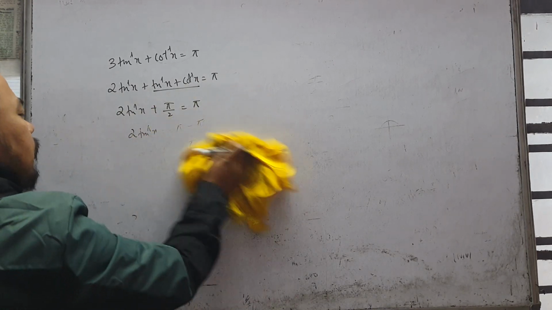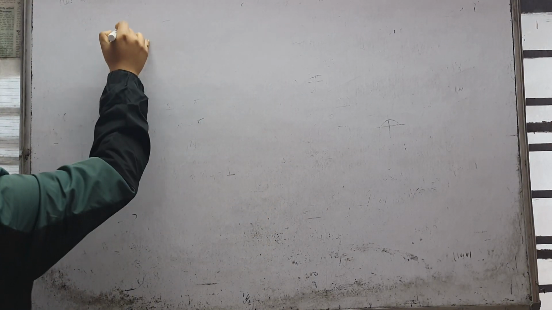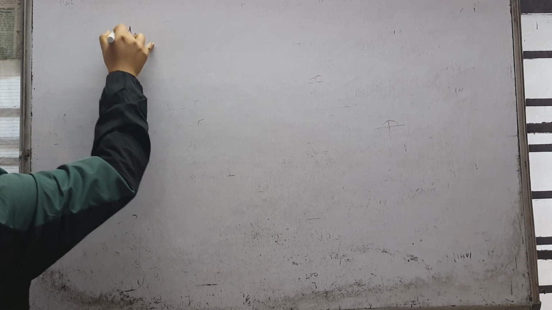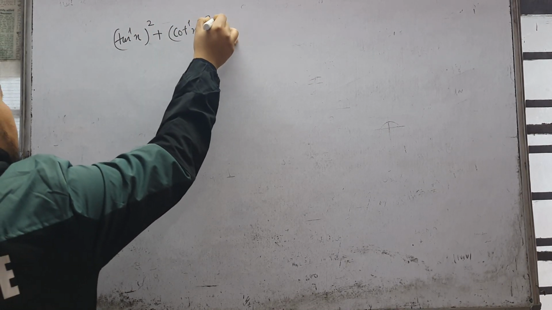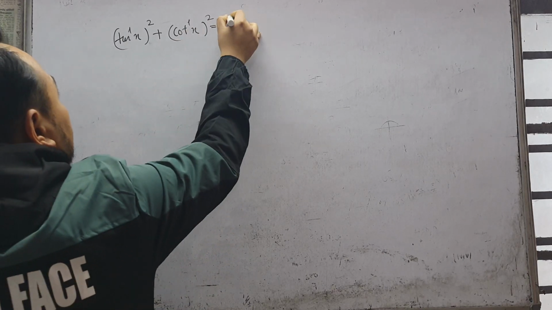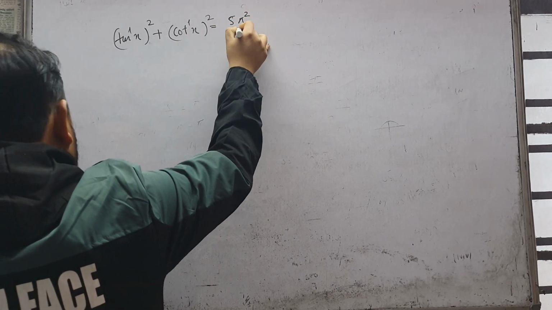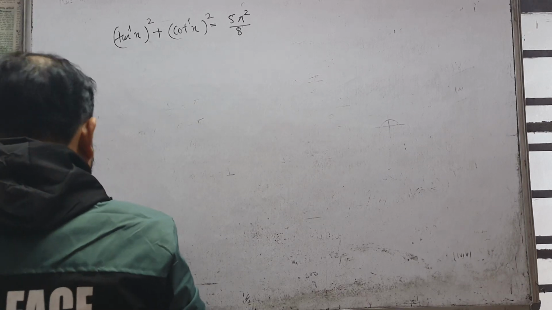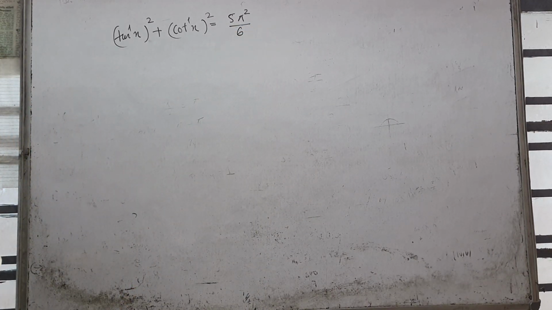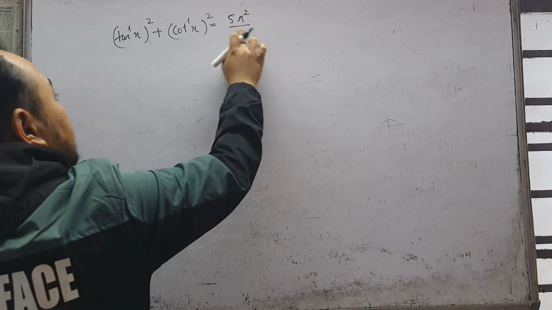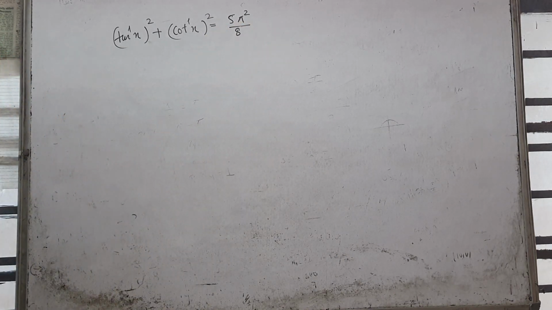Okay, this question is for 4 marks, guys. The question is solve for x: tan inverse x whole square plus cot inverse x whole square is equal to 5 pi square by 8. I think it's 6, just a minute, I'll check the question. It's 8 only. I have to find the value of x. So guys, 4 marks question. Is it clear?